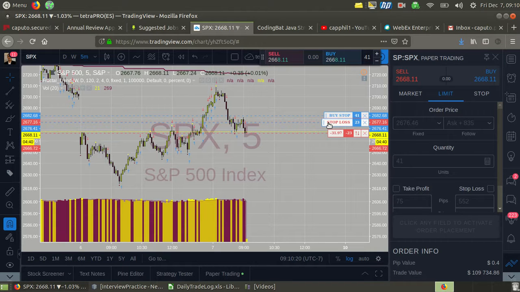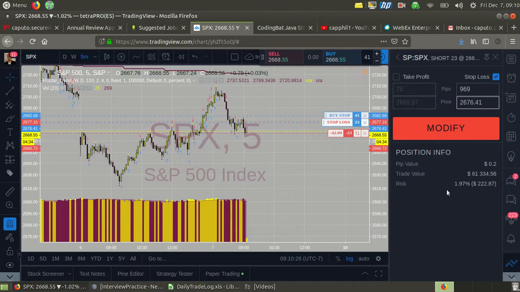We're looking at this trade with 23 shares. The SPX has about 2% of our account, 1.97, which is $222 on the table for the trade. We want to remove that as quick as possible, but that's the risk that we're willing to take for this trade. So we can't lose more than 2% of our account.